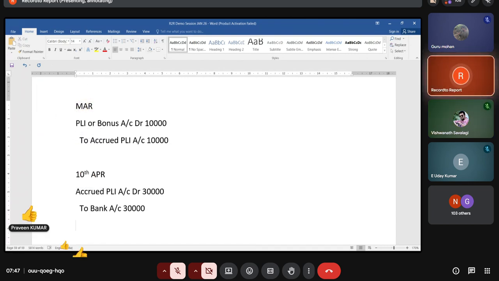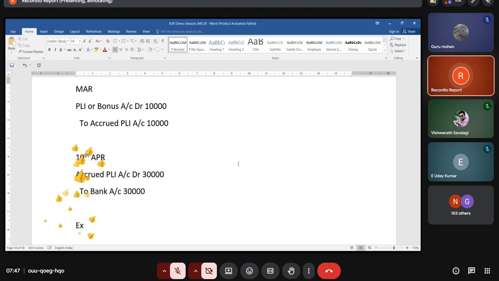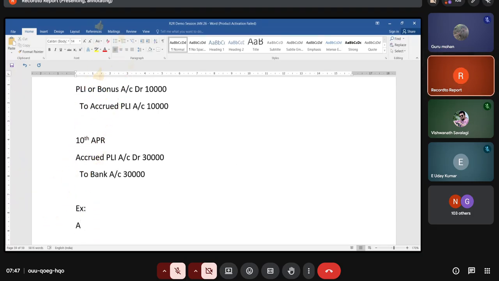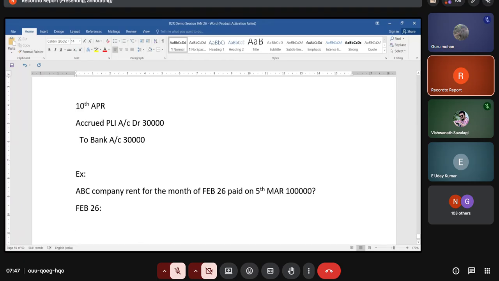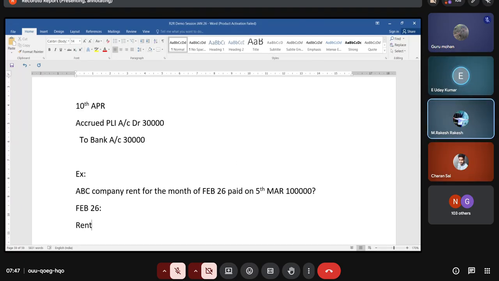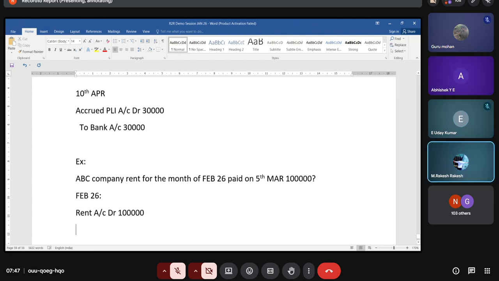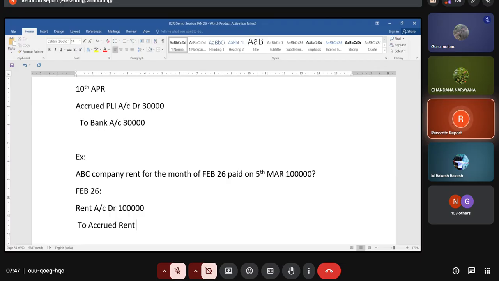Okay. Assume an example: ABC company, rent for the month of February 26 paid on 5th of March. Assume 1 lakh rupees. So what is the journal entry to be recorded in February, guys? Rent account debit, to accrued rent.